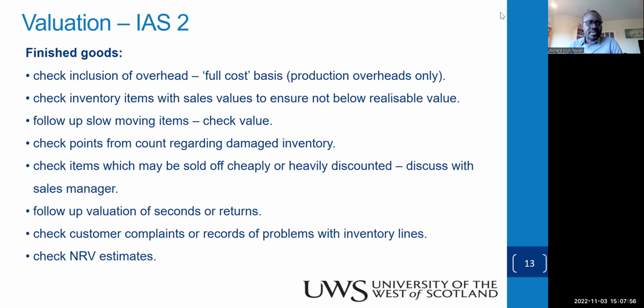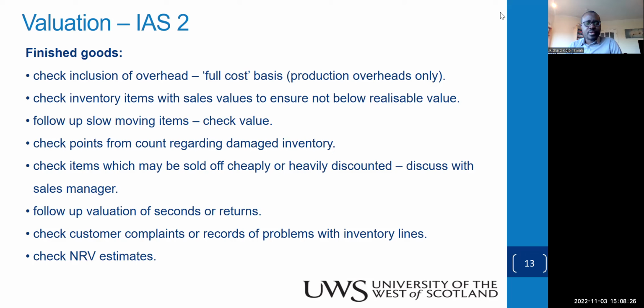IAS 2 on inventories will give us other dimensions, so we must always understand the accounting principles underlying IAS 2 for raw materials, finished goods, and work in progress. Now, for finished goods, check inclusion of overheads. People can be smart. So check, are we using the full cost basis or the partial item where production overheads may have to be excluded and reported differently?